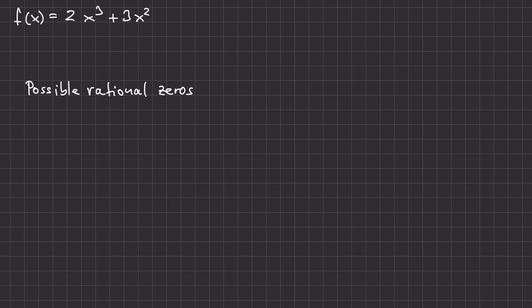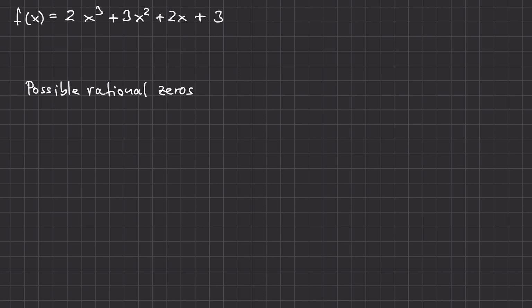Today we are going to learn what the rational root theorem is, also called the Rational Zero Theorem. This theorem provides us with a tool that we can use to make a list of all possible rational zeros of a polynomial function. So let's say we have the function f of x equals 2x cubed plus 3x squared plus 2x plus 3. How can we find all rational roots of this function?